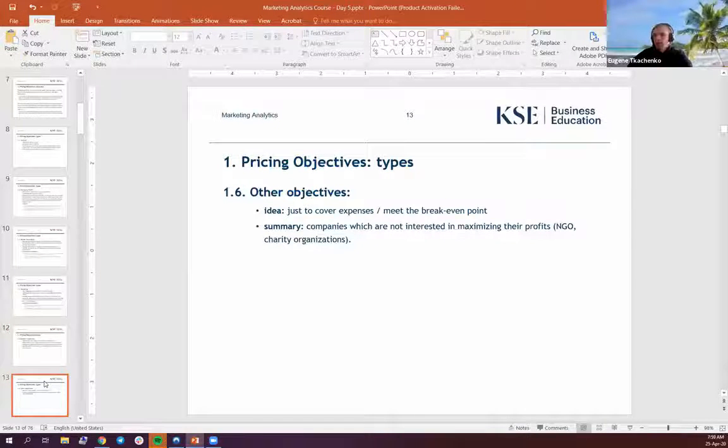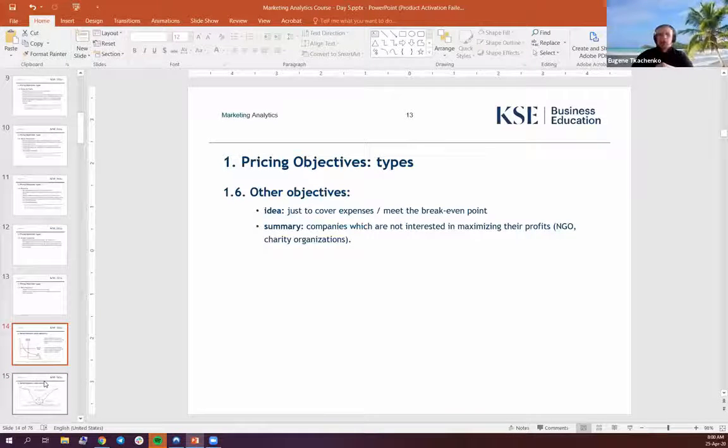And of course, there are some other objectives. So it may be something like non-for-profit companies, companies who are not necessarily interested in maximizing their profits. They just need to hit a certain amount of donations in order to cover the operational expenses. So charity organizations, NGOs, non-government organizations would be probably the best example of those.